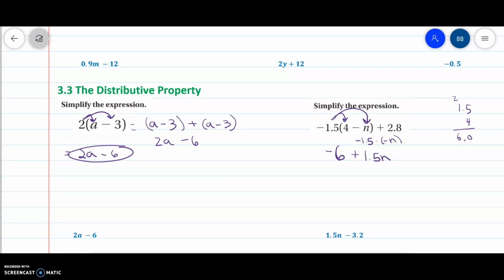All right. And now I've simplified the first expression a little bit. And now I'm going to add this 2.8 on the end, because we're not quite done yet. We have a couple more like terms we can simplify, because this negative 6 and this 2.8 can be combined.